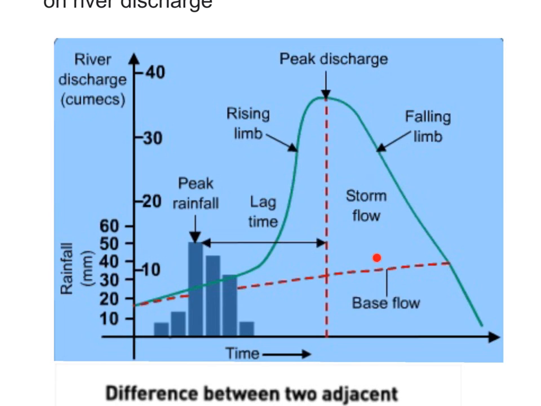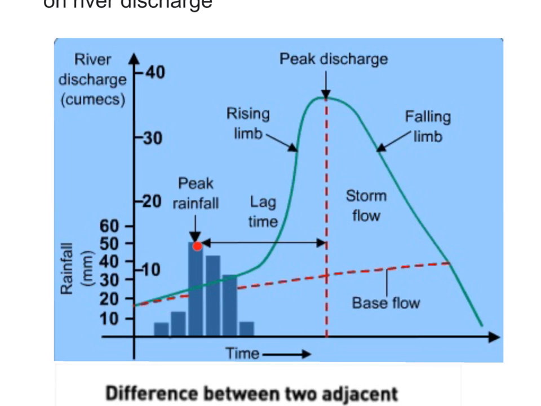This next section, anywhere above this line, is referred to as storm flow. So any flow in this area is in response to this precipitation event. This green line up to here is referred to as the rising limb, and after it's reached its peak, it's referred to as the falling limb. So this will rise in relation to the precipitation event, and then it will fall after the precipitation event has ended.